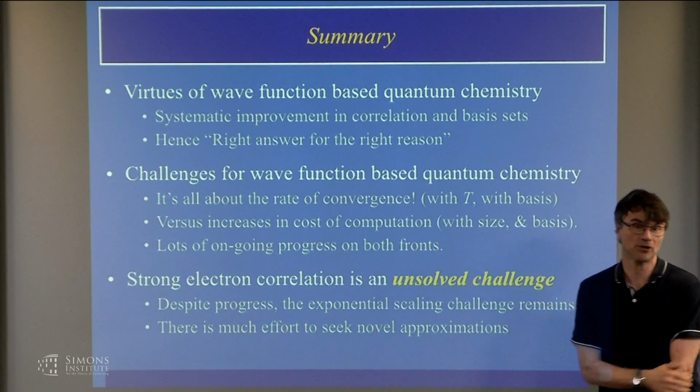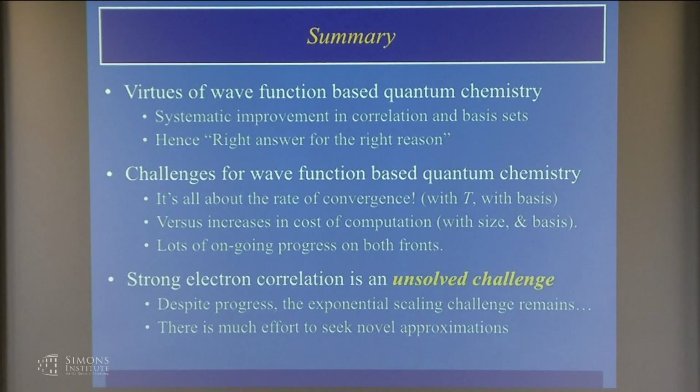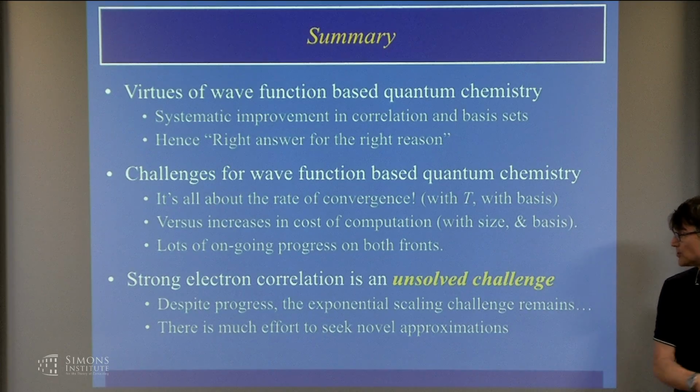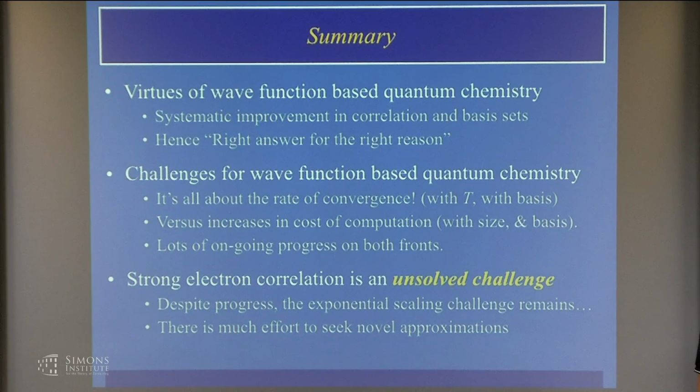There's lots of ongoing progress on both fronts that I don't have time to tell you about. What I really do want to emphasize is that strong electron correlation is an unsolved challenge, because regardless of the progress, the exponential scaling challenge basically remains, and there's much ongoing effort within the quantum chemistry community to seek novel approximations, some of which are inherently polynomial, but it's not clear they're accurate enough to be generally useful.